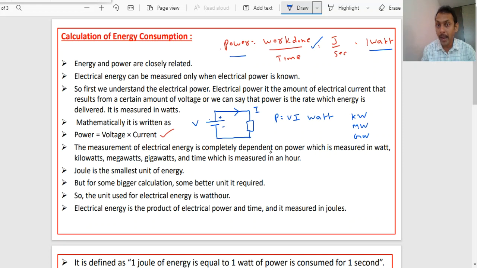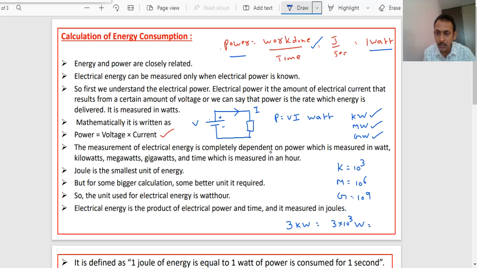Now if the magnitude of power is very high, then instead of expressing the power in watts, we will express it in kilowatts, megawatts and gigawatts. You are already familiar. Kilo means 10 power 3, right? Mega means 10 power 6 and giga means 10 power 9. For example, if you come across the word 3 kilowatt, its meaning is 3 into 10 power 3 watts. So it is 3000 watts of power. Like that we have to understand with respect to the power, right?